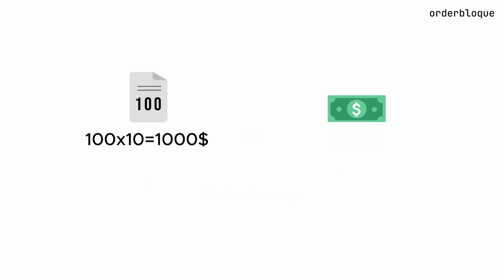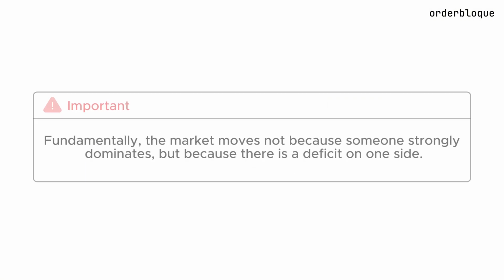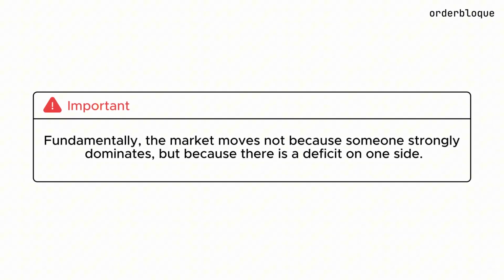Similarly, if at that same moment there isn't an equal number of parties willing to buy or sell the same amount, the market will be in a state of imbalance and will move up or down until the deficit of buyers or sellers is eliminated. Conclusion: fundamentally, the market moves not because someone strongly dominates, but because there is a deficit on one side. Remember this once and for all, but we'll return to this concept later.